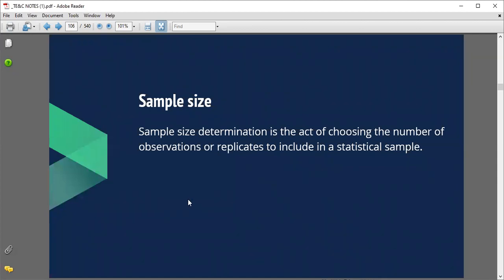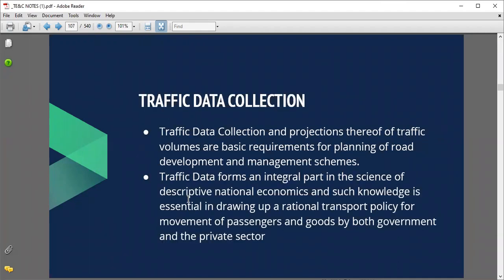Sample size determination is the act of choosing a number of observations and replications to include in a statistical sample. It comes under mathematical expressions: how many vehicles per day or per hour are moving, entering or exiting from that road.